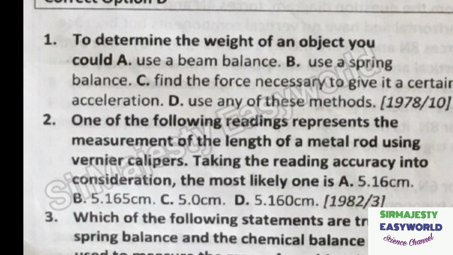Now, number 2 says, one of the following readings represents the measurements of the length of a metal rod using vernier calipers.